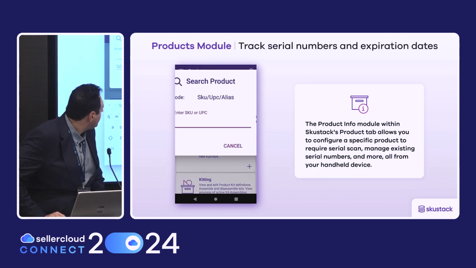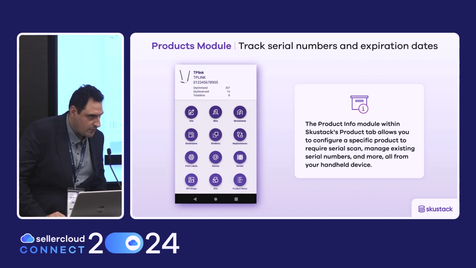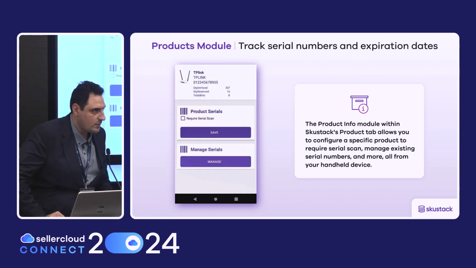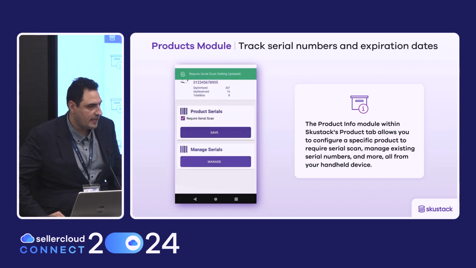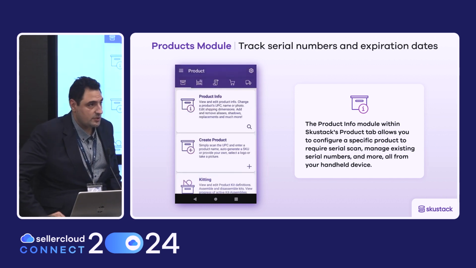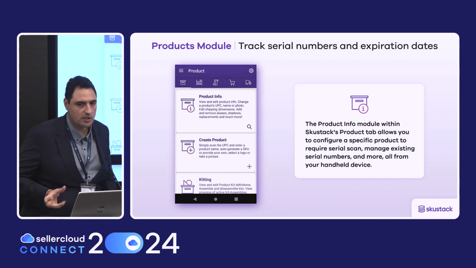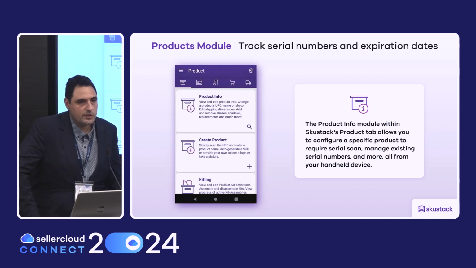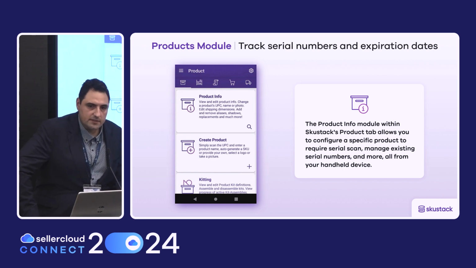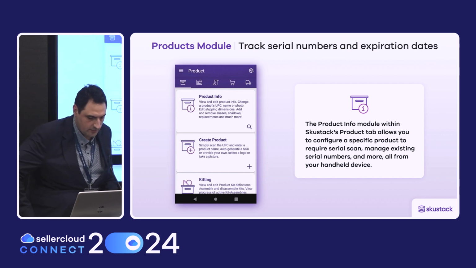So on the next slide, I'm showing you how the serial number tracking works. Basically, at the product level, we can specify whether a specific SKU requires serial number tracking. So this way, Skustack forces the user to scan the serial whenever you're making any transactions. So this way it doesn't get lost, right? So you're doing SKU to SKU transfers or warehouse transfers, or you're adjusting inventory. If this setting is enabled on the product, it will be required. So this way you'll know exactly where each serial is located within your warehouse.